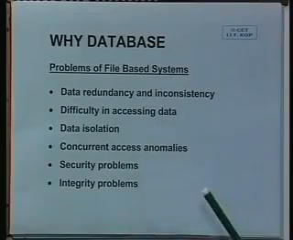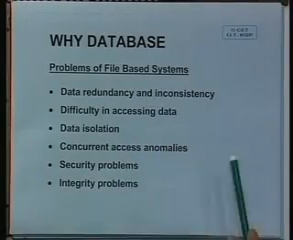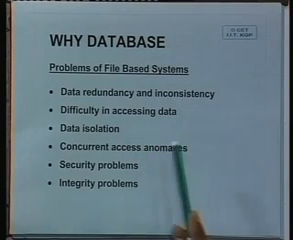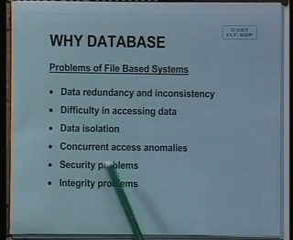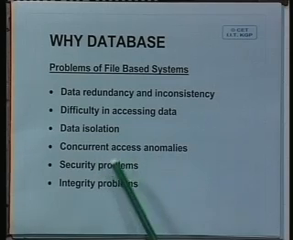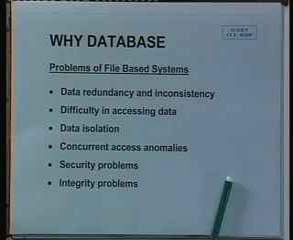Then data isolation. This is an example of data isolation. Data is there, but isolated and could not be integrated. Another problem that usually happens is concurrent access anomalies. What is concurrent access? Suppose you have the same data in a particular file, and two people from two different terminals or two different stations are trying to access it at the same time. What will happen? See, a lot of such problems can happen.